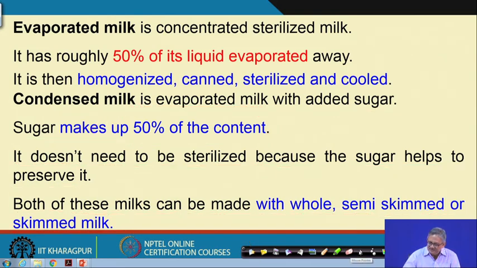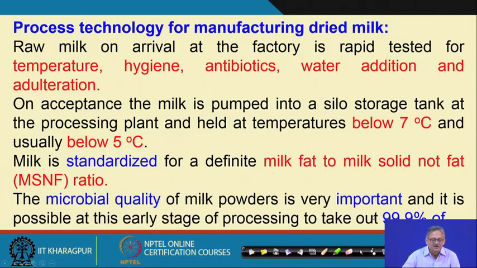Right. Then process technology for the manufacturing of dried milk, another very, very important one, because dried milk, you have seen from your childhood that apart from the adult people taking liquid milk, people are also feeding the young this dried milk, right? Milk powder or baby milk, baby food, all these are made from the basic milk. These are all milk products.